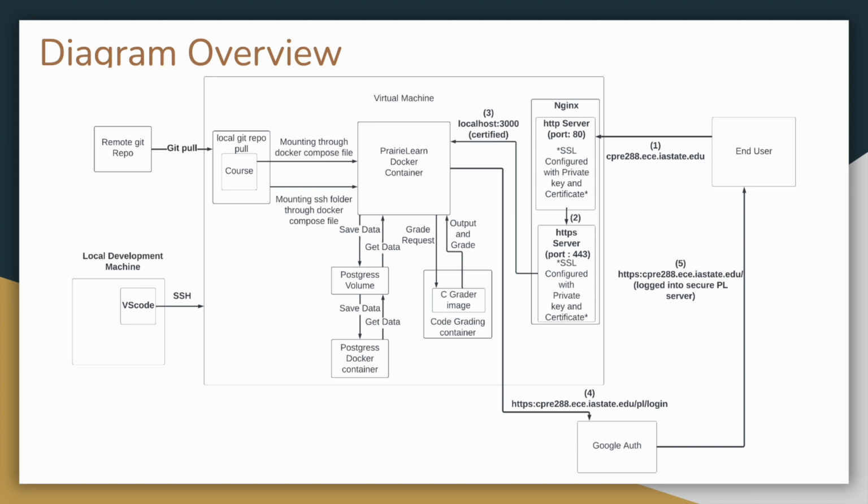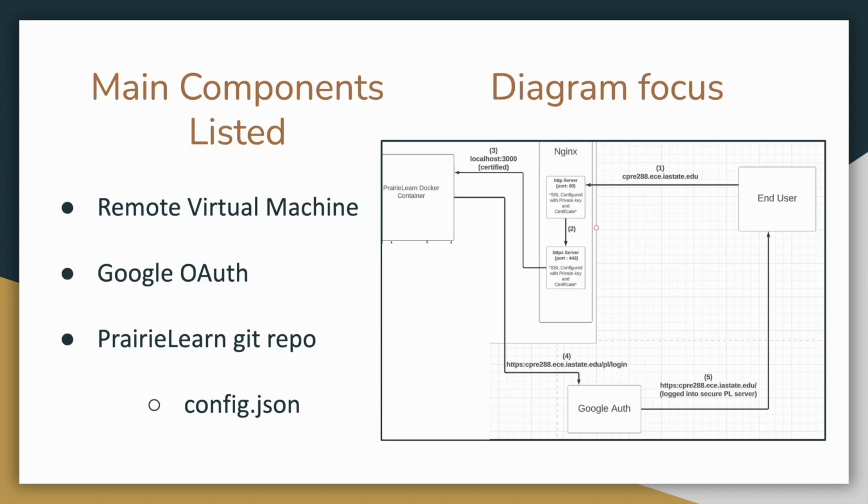Here's the diagram overview, and as I said in the last video, we will be going over the Google OAuth right here on step 4: the PrairieLearn Docker container sends a request to Google OAuth when you log in, and then the login is sent back to PrairieLearn to store the user in their database. What the end user will receive when they're logged in is the HTTPS site. So here's the diagram focus, what I just said.